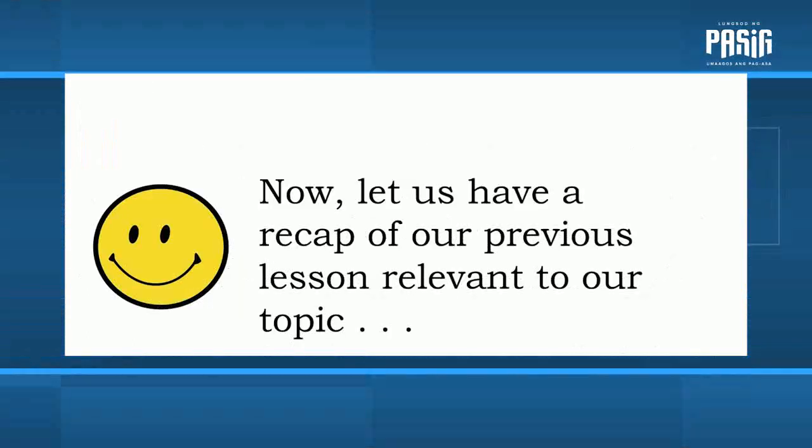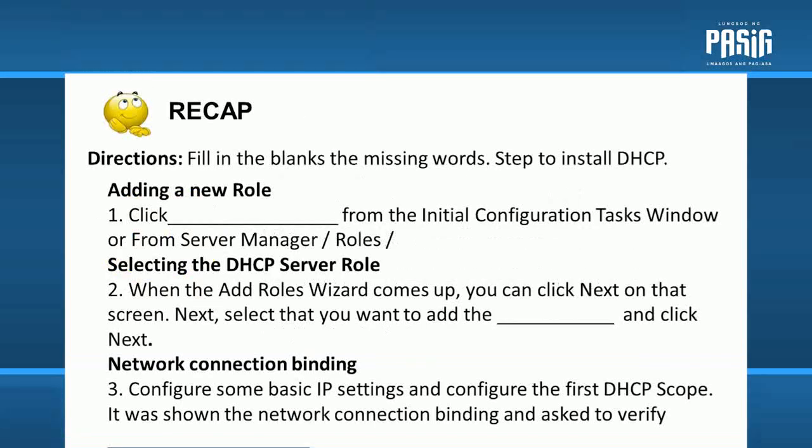Now, let us have a recap of our previous lesson relevant to our topic. Directions. Fill in the blanks, the missing words. These are the steps on how to install DHCP. Number 1. Adding a new role. Click blank from the initial configuration task window or from Server Manager roles. The answer is Server Manager.